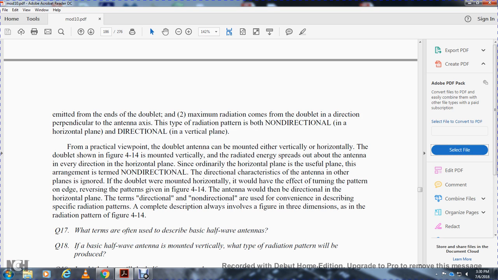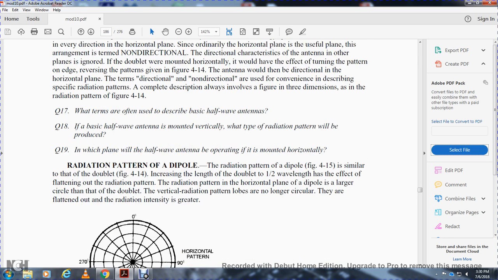The doublet will be mounted horizontally, effectively turning the pattern on its edge. Given figure 414, the antenna would be directional in the horizontal plane. The terms directional and non-directional are usually used for convenience in describing specific radiation patterns. A complete description always involves three dimensions, as in radiation pattern figure 414.